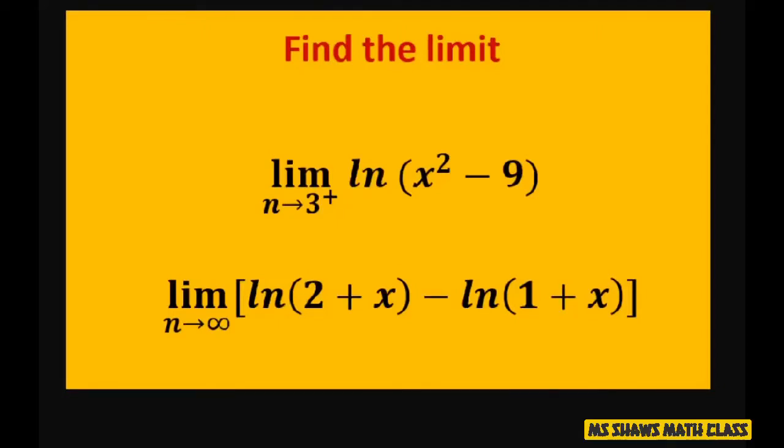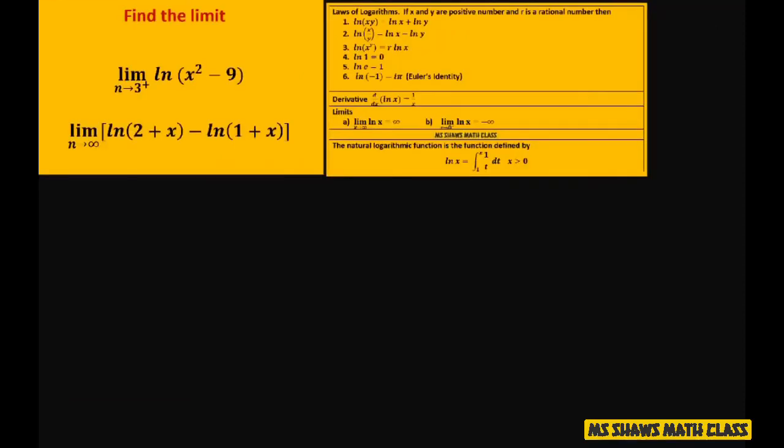Hey everyone, we're going to find the limit of these two problems. Alright, so for the first one, we notice when we plug in the 3 here, we're going to get 0. And there's no such thing as ln of 0, because our graph, remember, looks like this. So it's not in our domain. 0 is not in our domain.